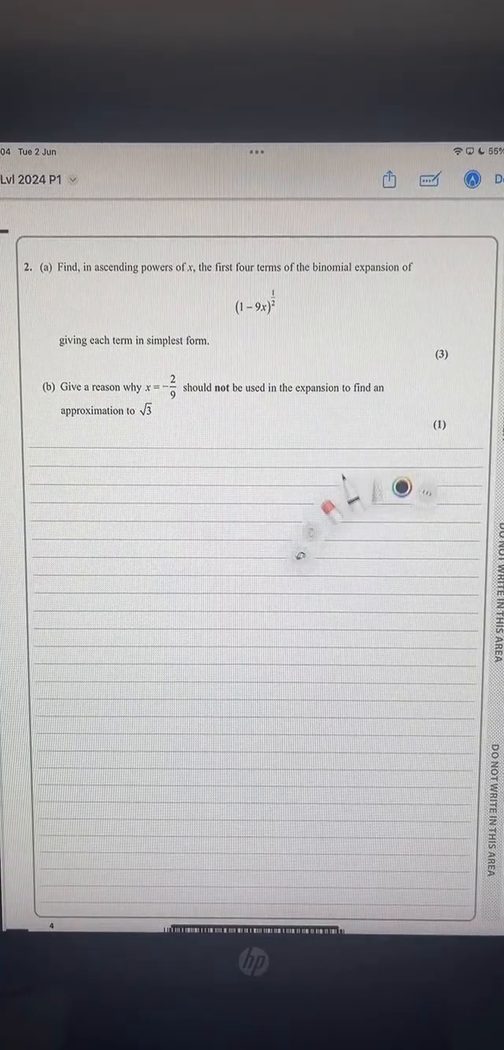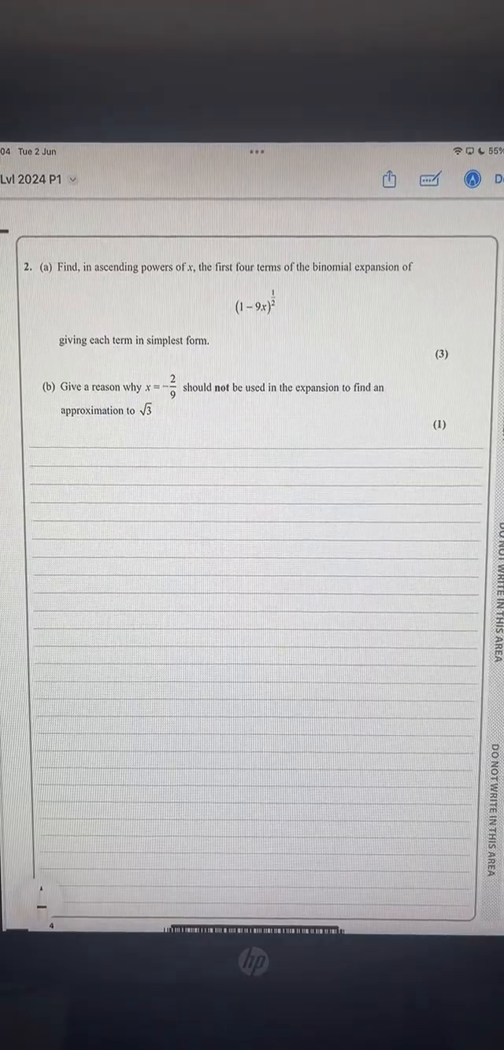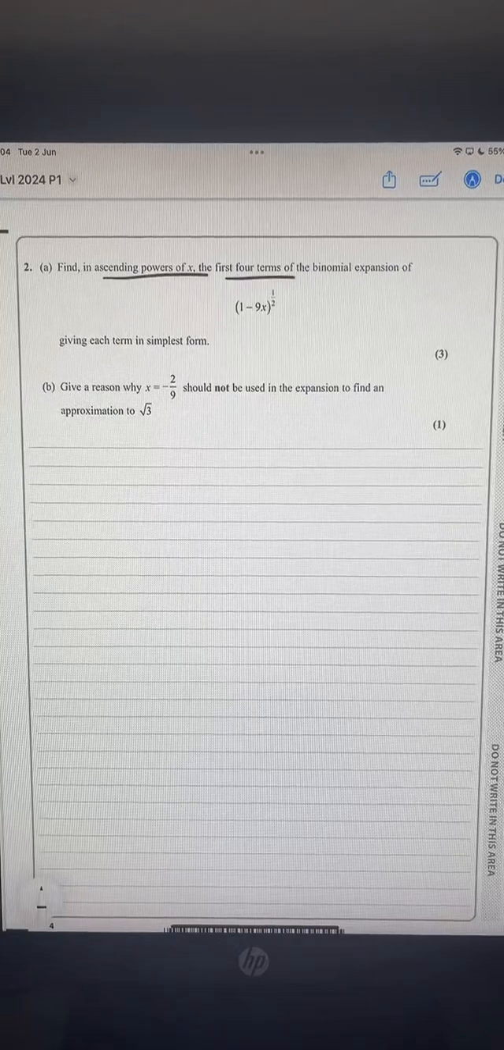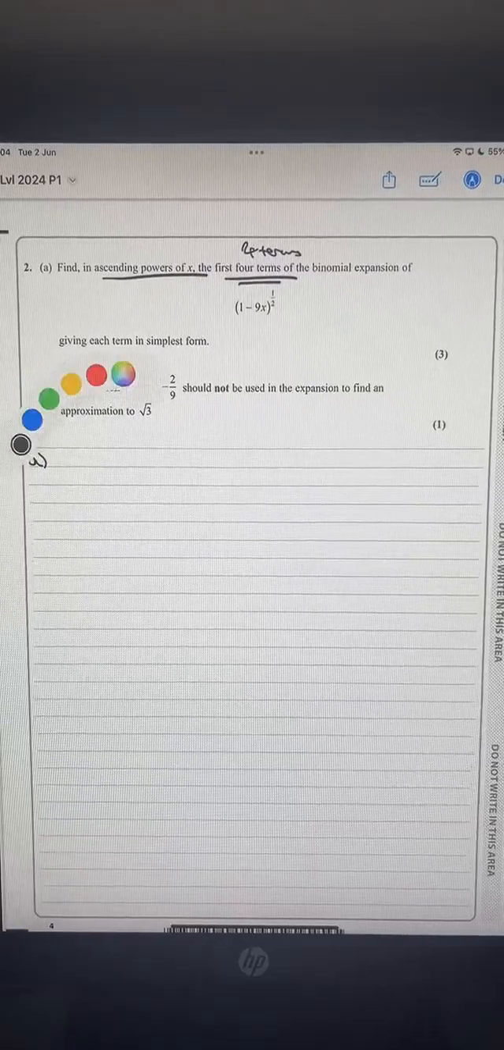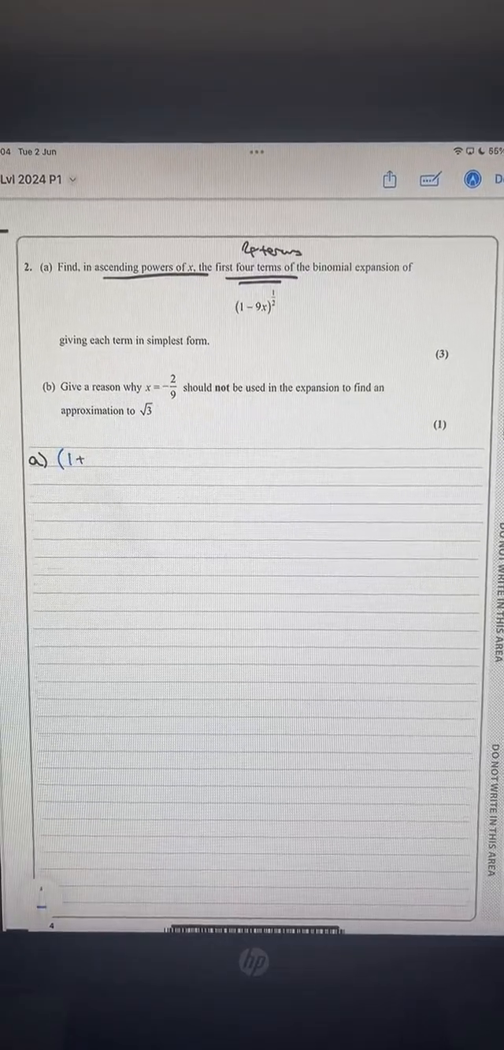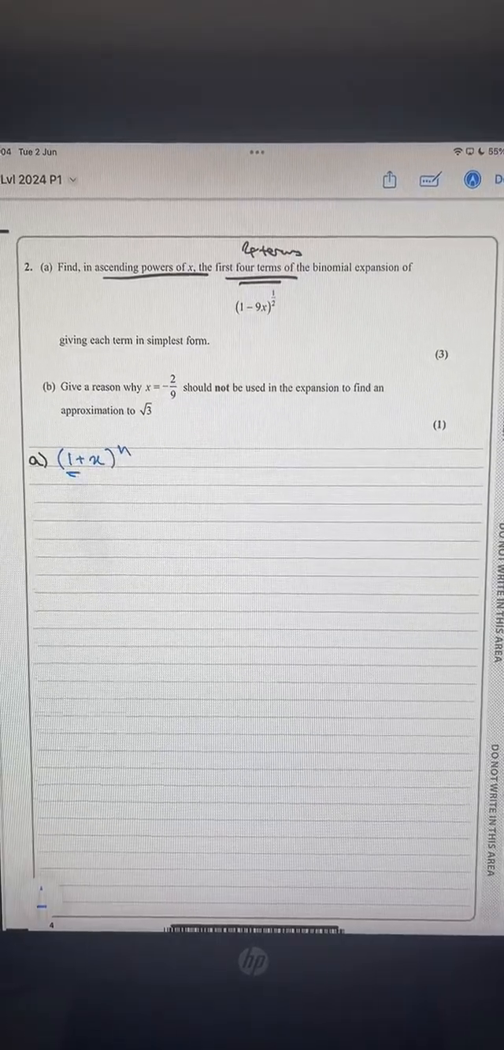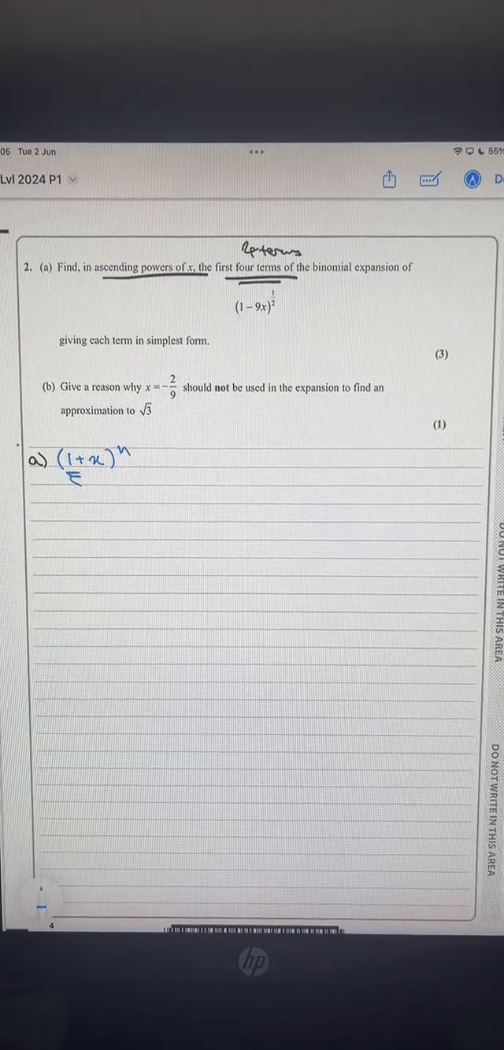Okay. Question 2. A significantly easier binomial expansion question compared to the monstrosity we did yesterday. Find in ascending powers of x the first four terms of the binomial expansion of this. We can see that n, our power, is a fraction, so we need to use this formula, and I'm going to write the formula out in blue for you guys. 1 plus x to the power of n, and this 1 has got to be a 1. This is not in further maths for GCSE. This could be in further maths for A-level, but it's not explicitly, because A-level further maths assumes A-level normal maths content.